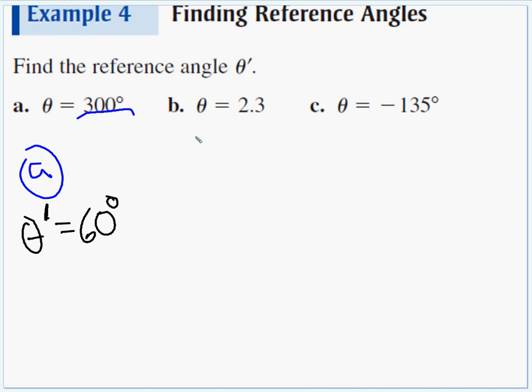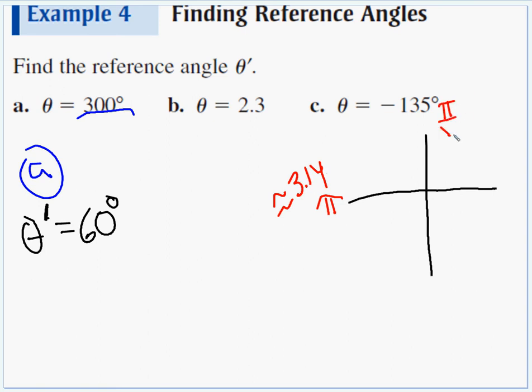Letter B is a little trickier. Notice there's no degree sign, so we can assume that this is in radians. So let's think radians. If we're going halfway around the circle, that's pi. And remember, we can round that off to about 3.14. Pi over 2 up here is about 1.57. So let's see here, 2.3. That's more than pi over 2, and it's less than 3.14. So we're opening up this way.